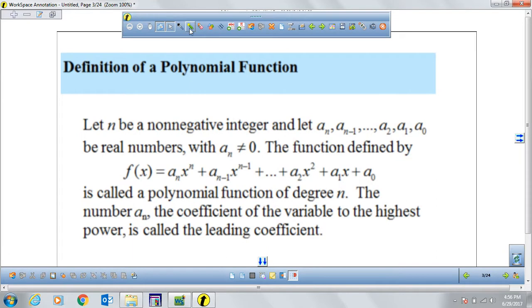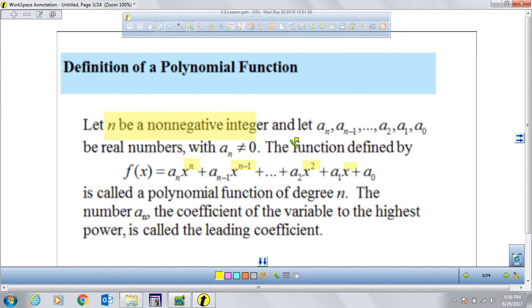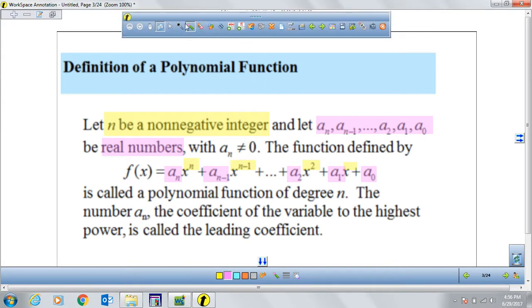It is a function that consists of exponents which are non-negative integers, and real coefficients. These are just coefficients, which are the numbers in front of the variables, so they have to be real numbers. But the main thing that makes a polynomial function is that it is a function that contains only non-negative integer exponents, meaning 0, 1, 2, 3, 4, and so on.